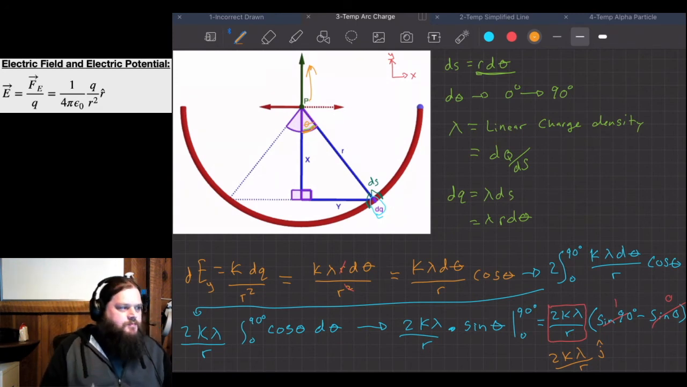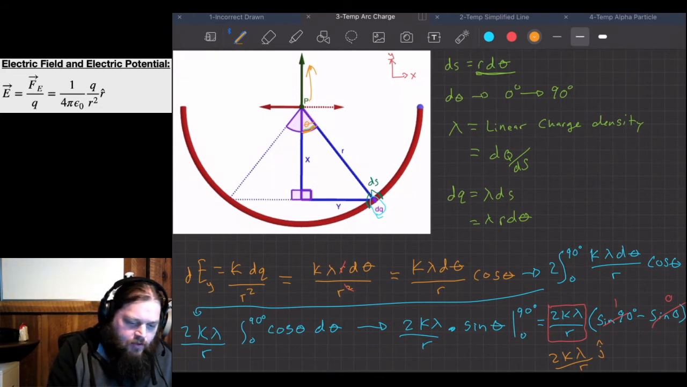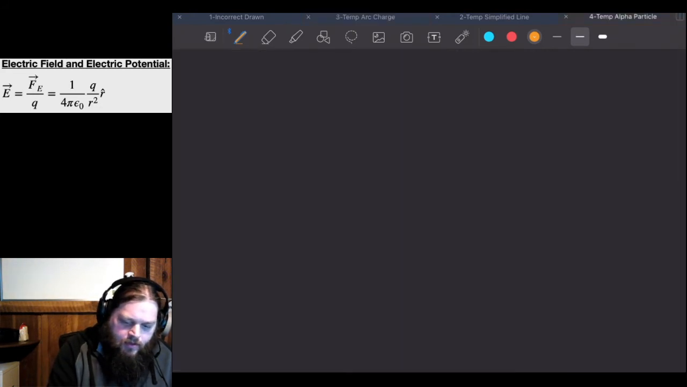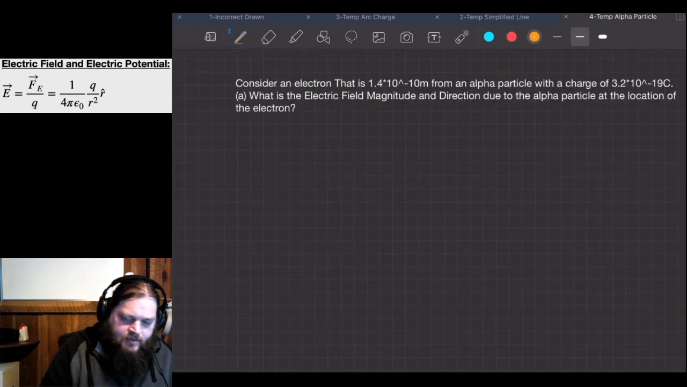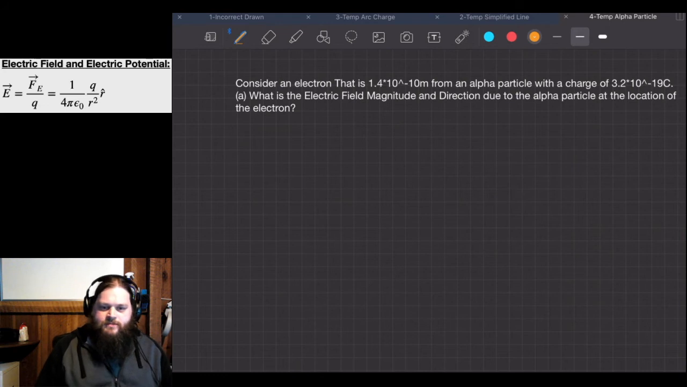The next problem I wanted to deal with is this guy here. And this one's a little bit simpler. We're not going to do any crazy integration here, but we are going to look at the electric field and the forces on charged particles.